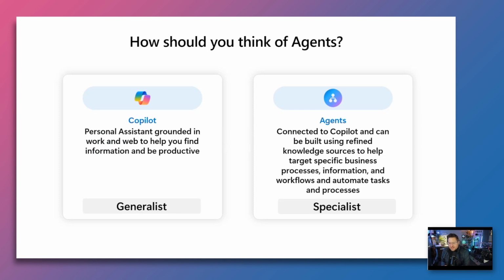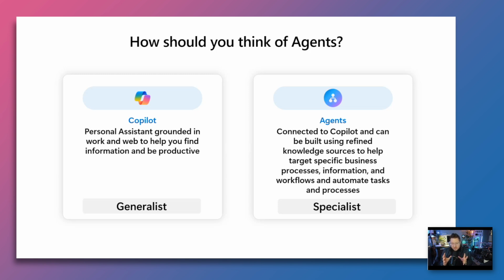So I was trying to think of how do you actually think of agents? I actually heard this from somewhere else, on LinkedIn somewhere, and I'm like, that's a really good way of thinking about it. So when I think about Copilot versus agents, Copilot is your generalist. It's that assistant grounded in work and web that allows you to be productive in a lot of different ways. Agents are your specialists. They are very refined SMEs that are built on very specific knowledge bases. That is a really good way of thinking about agents versus Copilot.